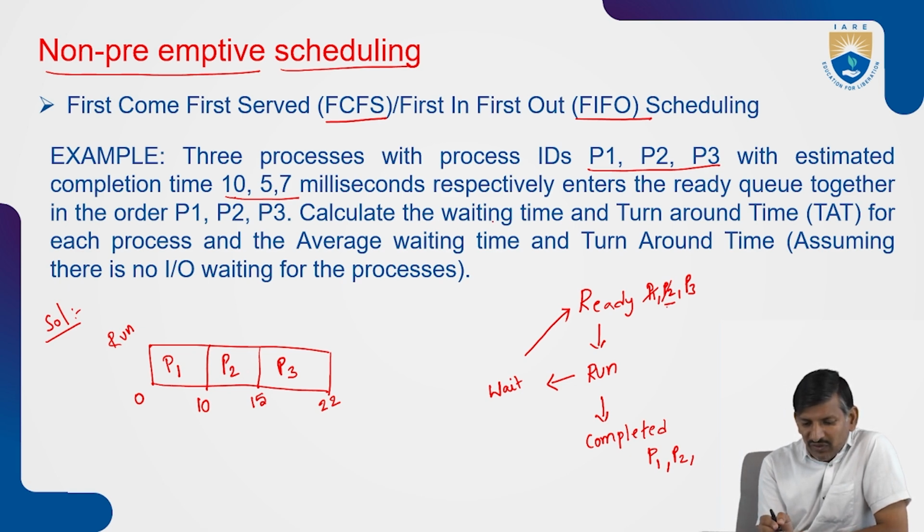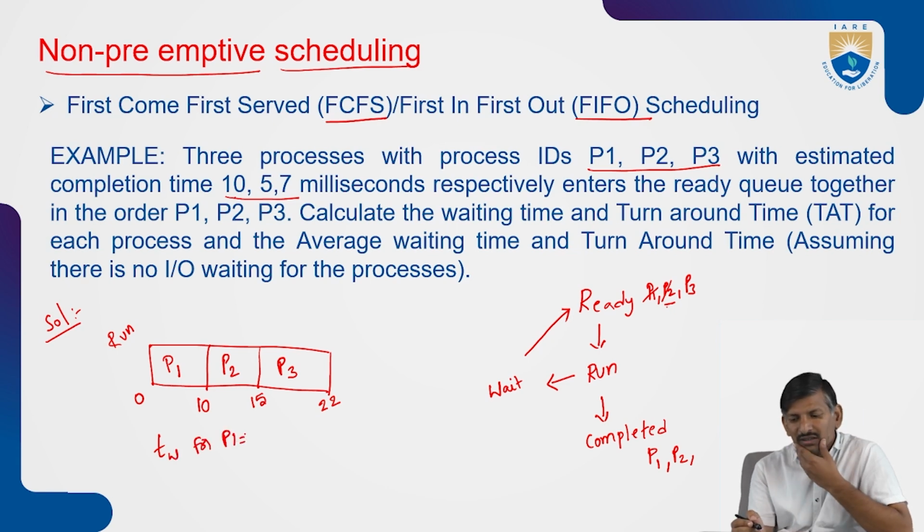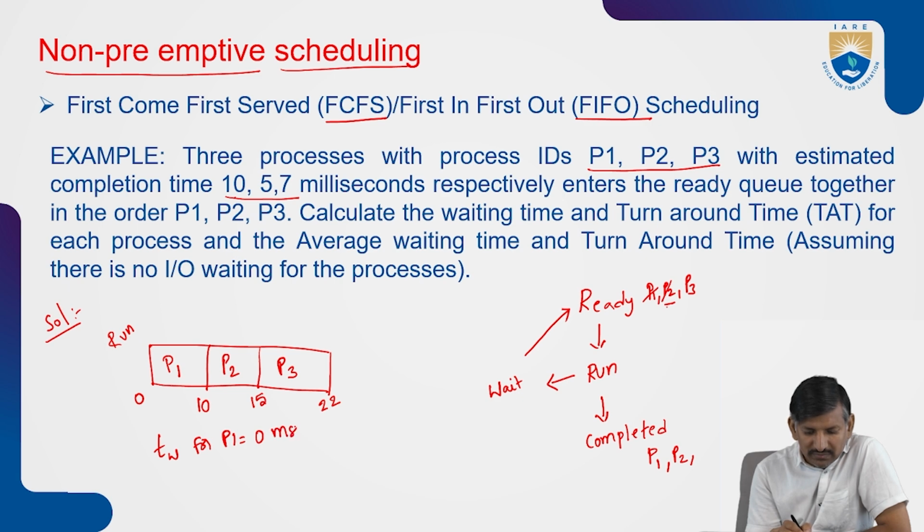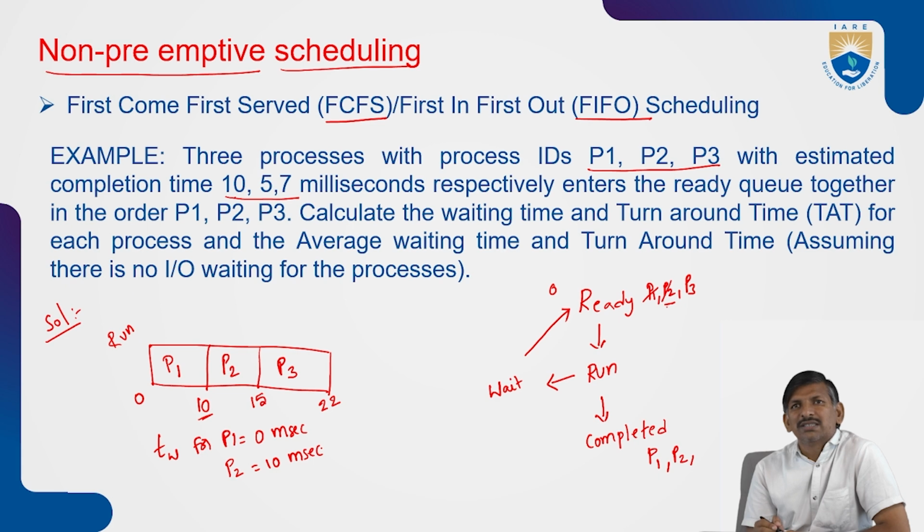So, waiting time for process P1. Process P1 enters the ready state at time 0. When it is scheduled for execution, it is at 0 itself. So how much time is it waiting in the ready state? 0 milliseconds. Next, waiting time for P2. P2 enters the ready state at time 0, but it enters the running state at the 10th millisecond. So how much time is it waiting? 0 to 10 milliseconds, a total of 10 milliseconds waiting in the ready state.